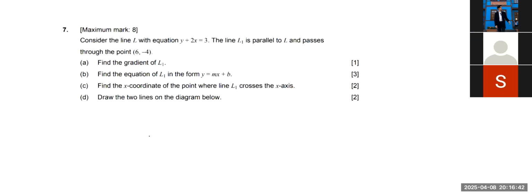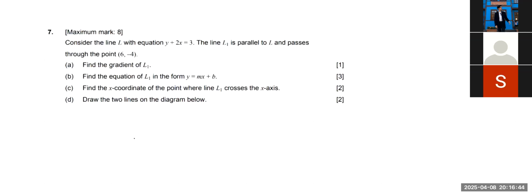Okay, so now consider that there's a line with this equation given to you, and so this is called line L, and then there's a second line L1 which is parallel to L. Okay, so we know two things about this new line L1. It is parallel to L and it passes through this point.